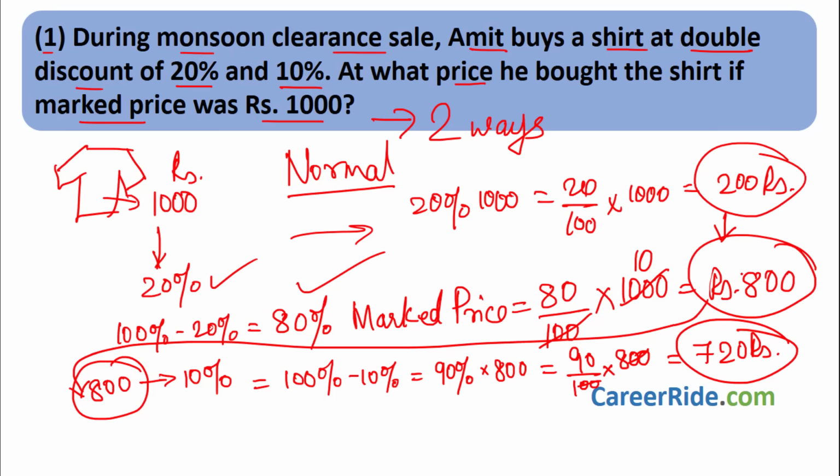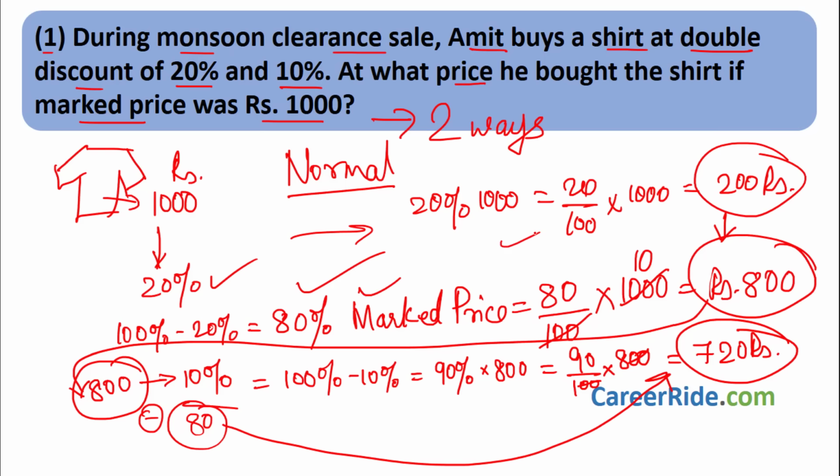Same way, now the price is 800. Discount is 10%. 10% of 800 is 80. Right? So now the final price which Amit pays is 800 minus 80 rupees. That would be rupees 720. Both ways it is same. This way or this way, we get the same answer.